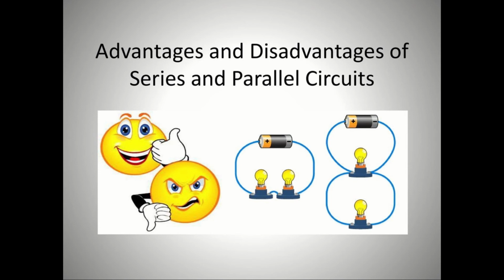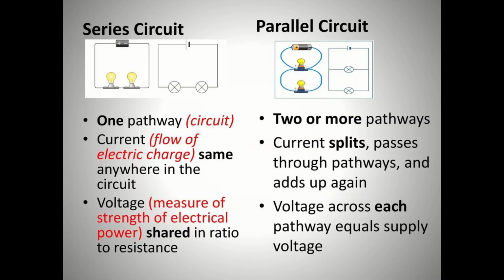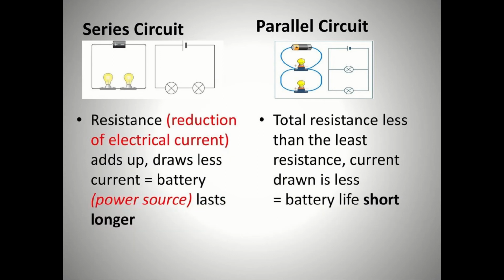Next, going to the advantages and disadvantages of series and parallel circuits. First, a series circuit has only one pathway and the current is the same anywhere in the circuit. Voltage is shared in the ratio of the resistance. Whereas in a parallel circuit, there are two or more pathways; the current splits, passes through the pathways and adds up again. The voltage across each pathway equals the supply voltage, that is V1, V2, V3 all are equal to V.